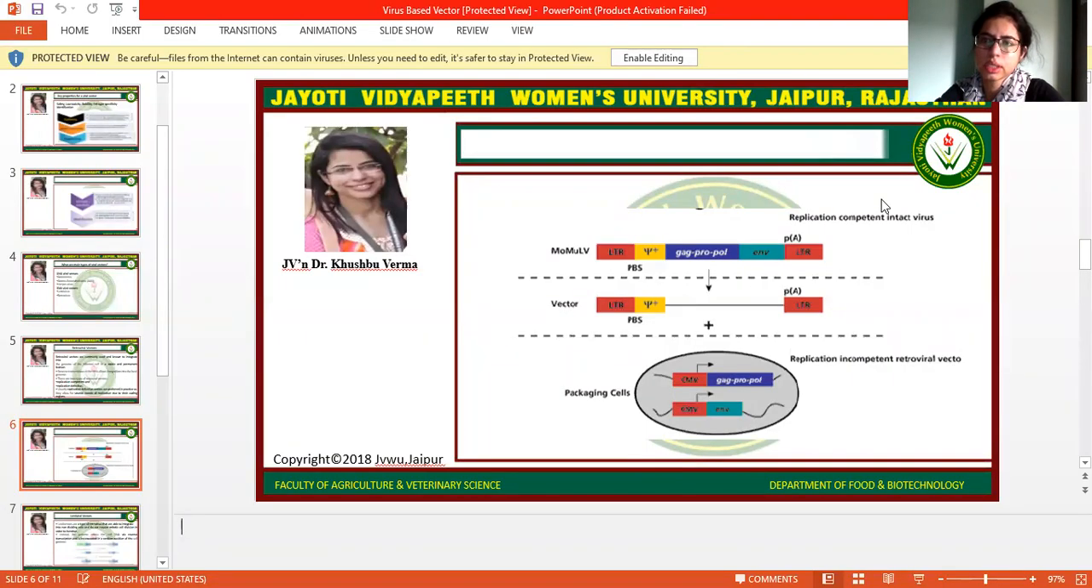You can understand this concept by the diagrammatic representation. You can simply see here, this is a replication competent intact virus which is having MoMuLV, and this is the vector. After introducing this material into the vector, we go for packaging, which gives a replication incompetent retroviral vector.